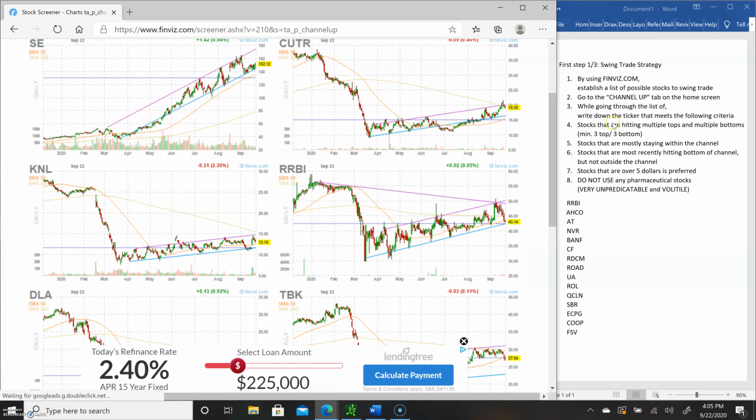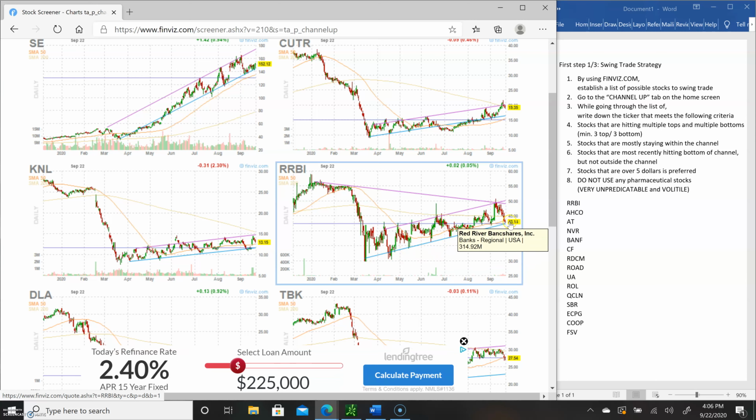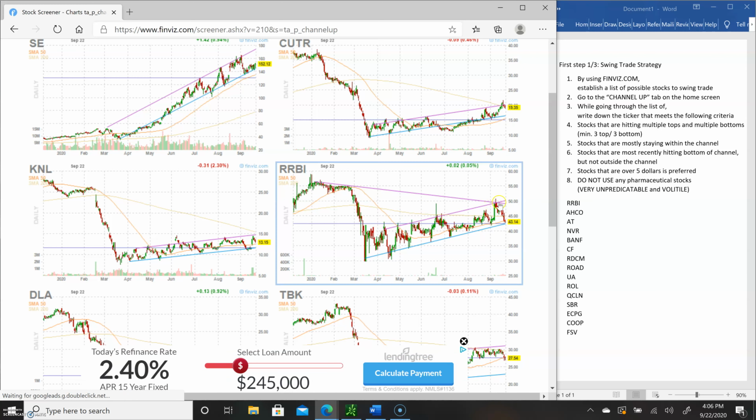And then also what we're going to do is look for multiple tops and bottoms. Minimum of 3 tops, 3 bottoms. So this one here is 1, 2, 3, 4. It's on its 5th bottom. Tops: 1, 2, 3, 4, 5 tops. This is well over 3 tops and 3 bottoms, so this is a great example.